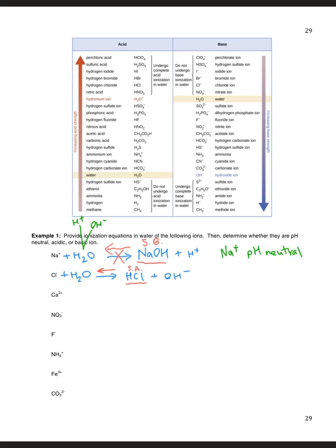So that means the forward direction would not happen. So in this case, we can conclude that chloride will not react with water. That means chloride ion is pH neutral.